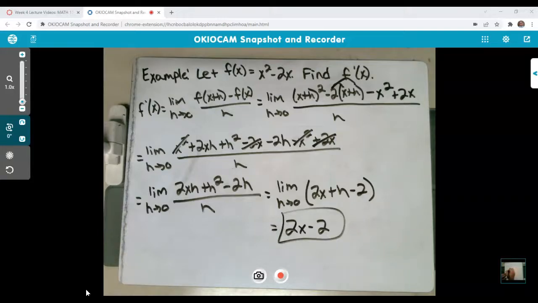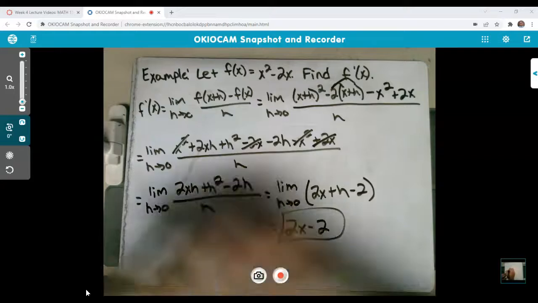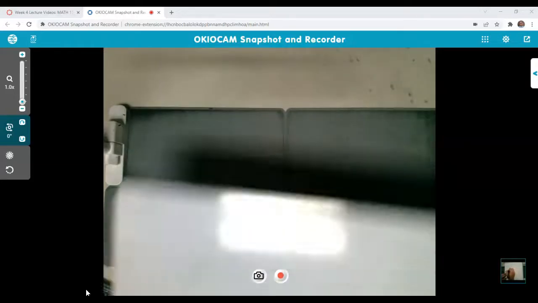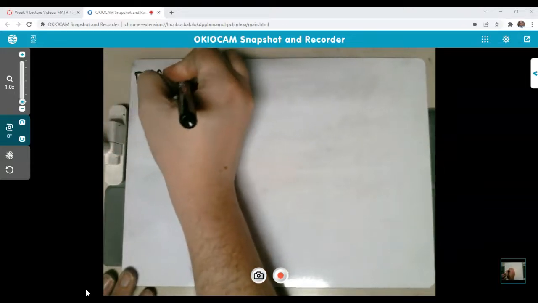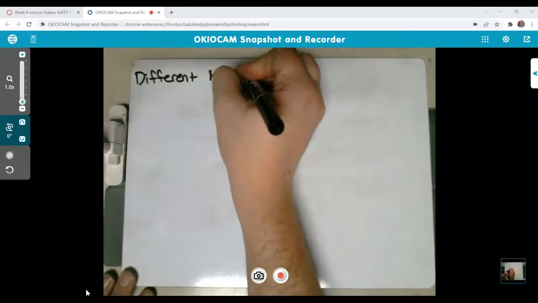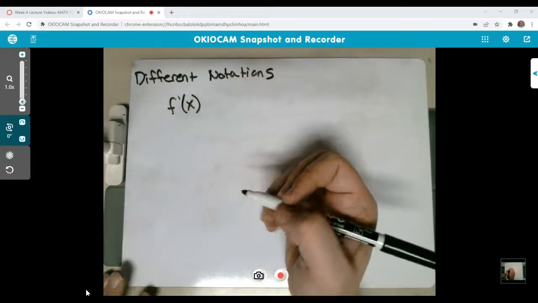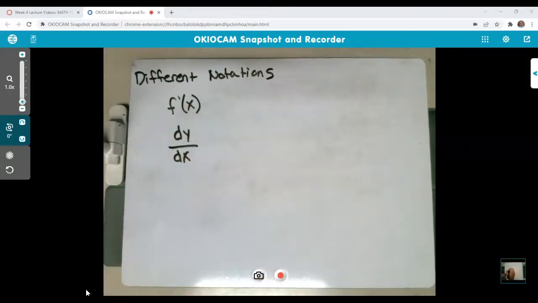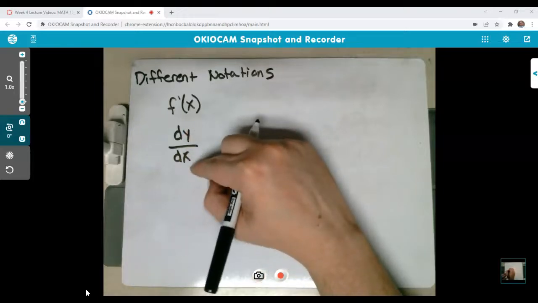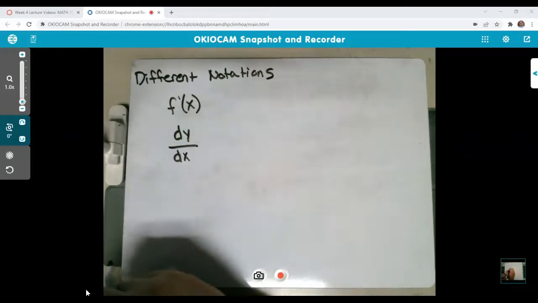So up until now, we've only seen this as f prime, right? But there are other ways to write it. So here are some different notations. So you've already seen f prime of x, and that's good. But it might also be written as dy over dx. Remember we said f prime is a slope, and so this is the same thing as a slope. Change in y over the change in x, so it might be written that way.